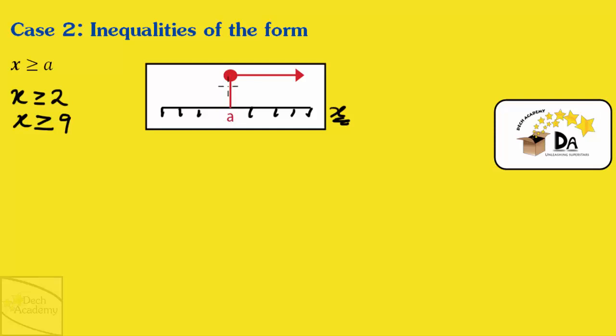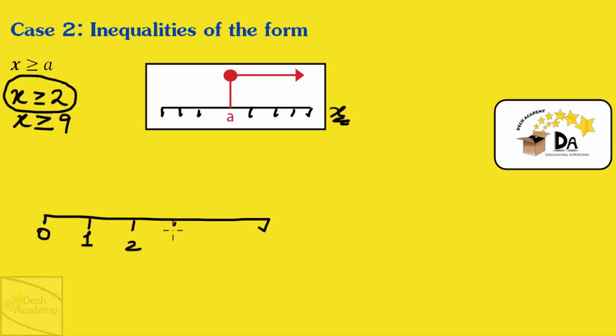So a itself is a valid value of x, unlike before where the circle was unshaded, which tells you that the variable cannot take the value of a. So I'll just do an example to demonstrate this. Let's take x is greater than or equal to 2. To represent this, I'll draw a number line that contains 2 somewhere in the middle. So I'm going to start with 0, 1, 2, 3, 4, 5, 6. So this should be a vertical line. I'll just make it thick.